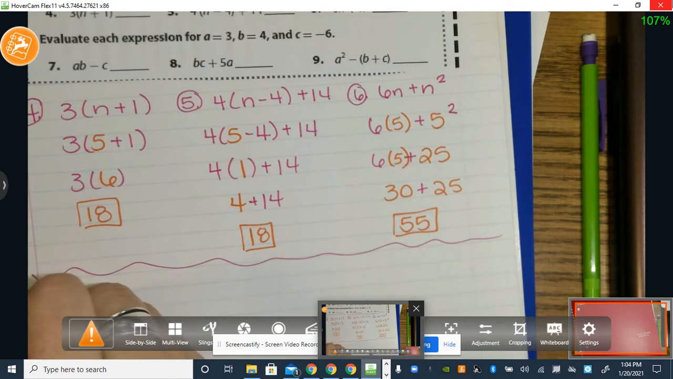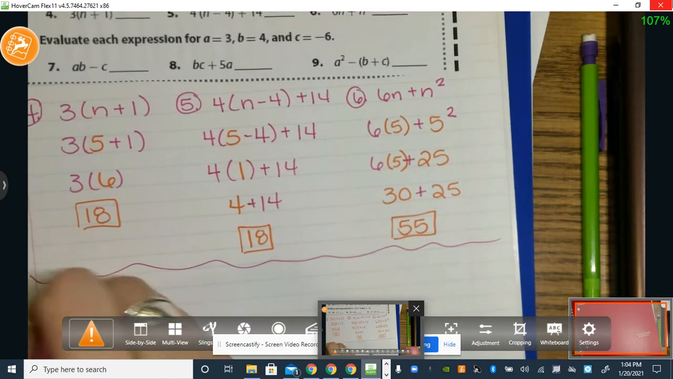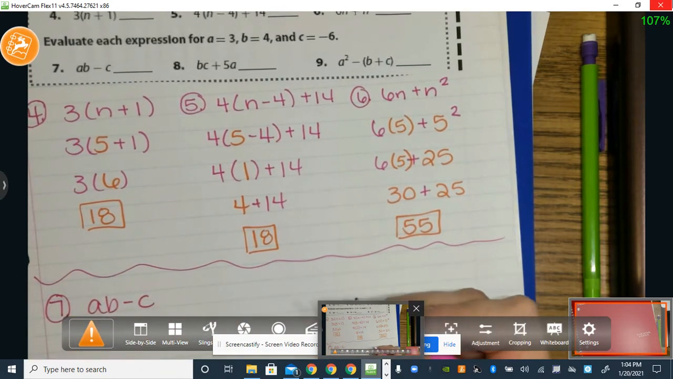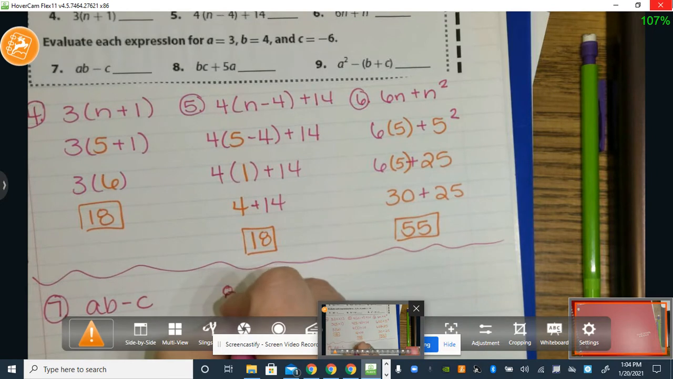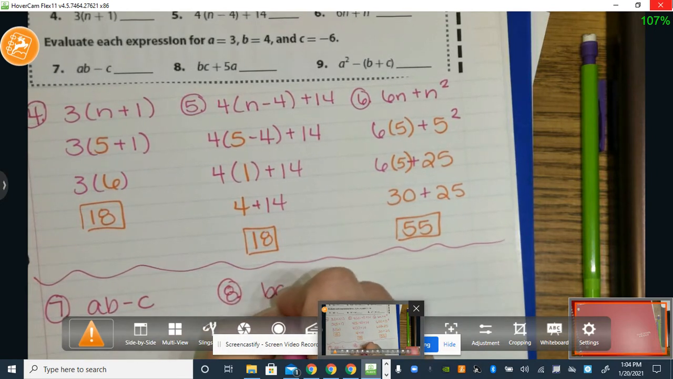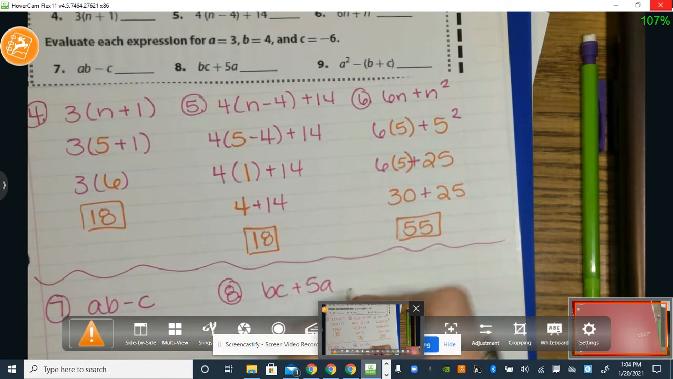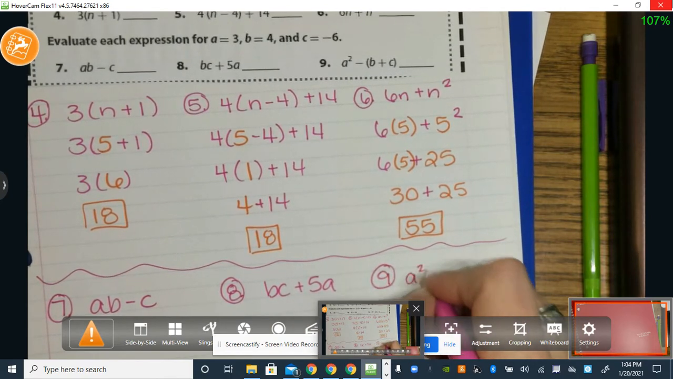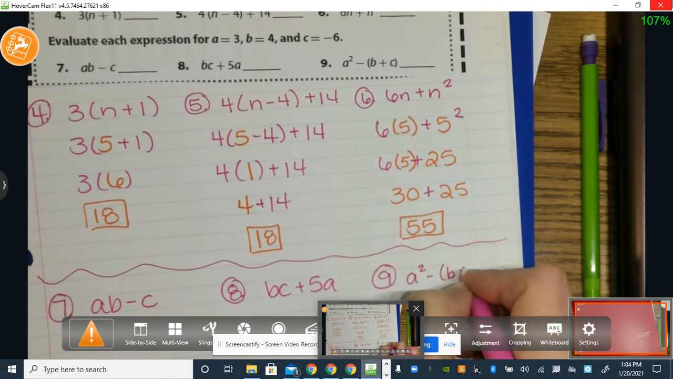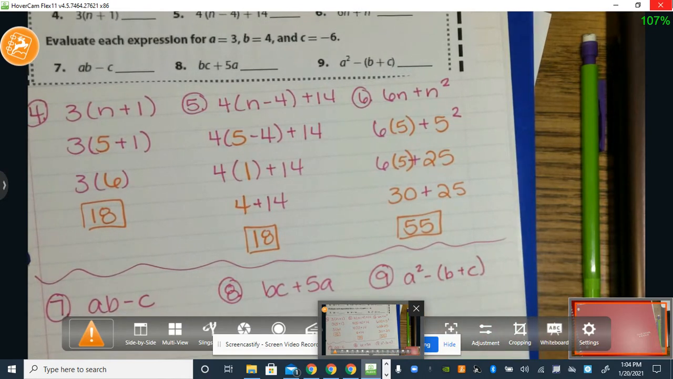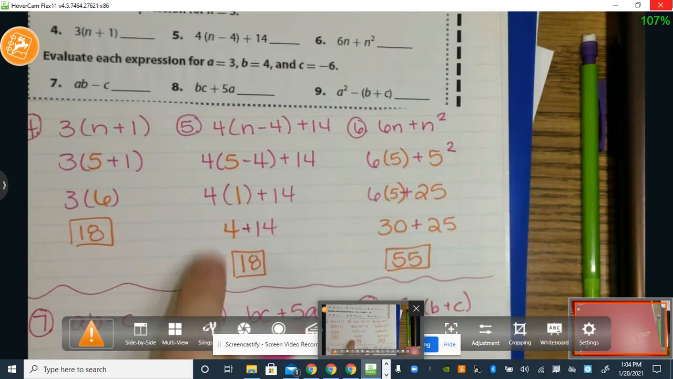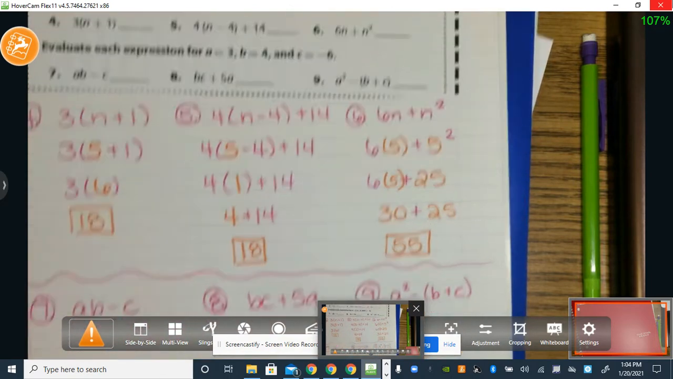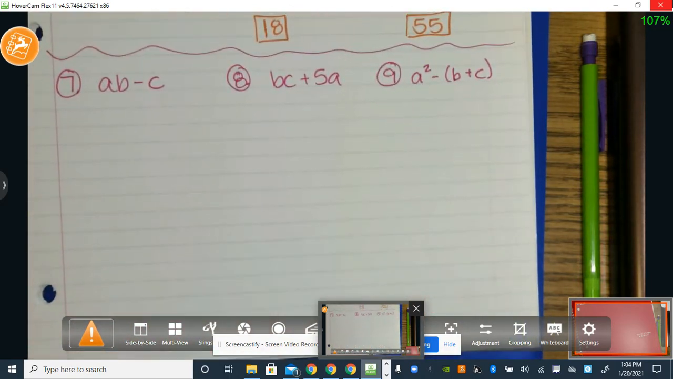Let's look at number 7. Number 7 is A times B minus C. Number 8 is B, C plus 5A. And number 9 is A squared minus, open parentheses, B plus C. Now, what they've done is they've given you what A, B, and C are. So you have to plug them in. So I just rewrote them, and we're plugging them in.